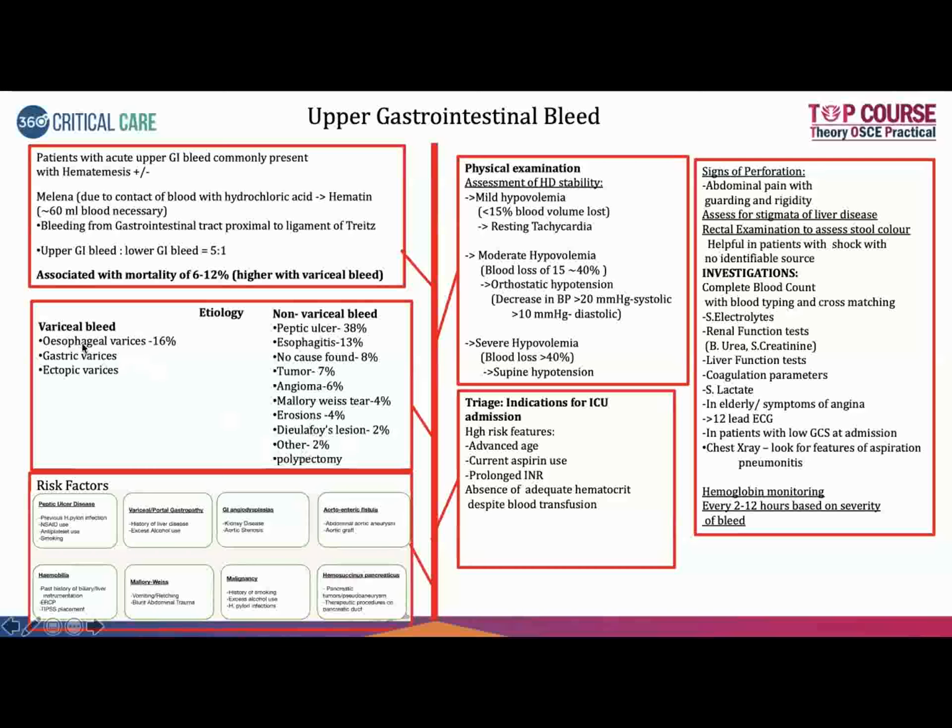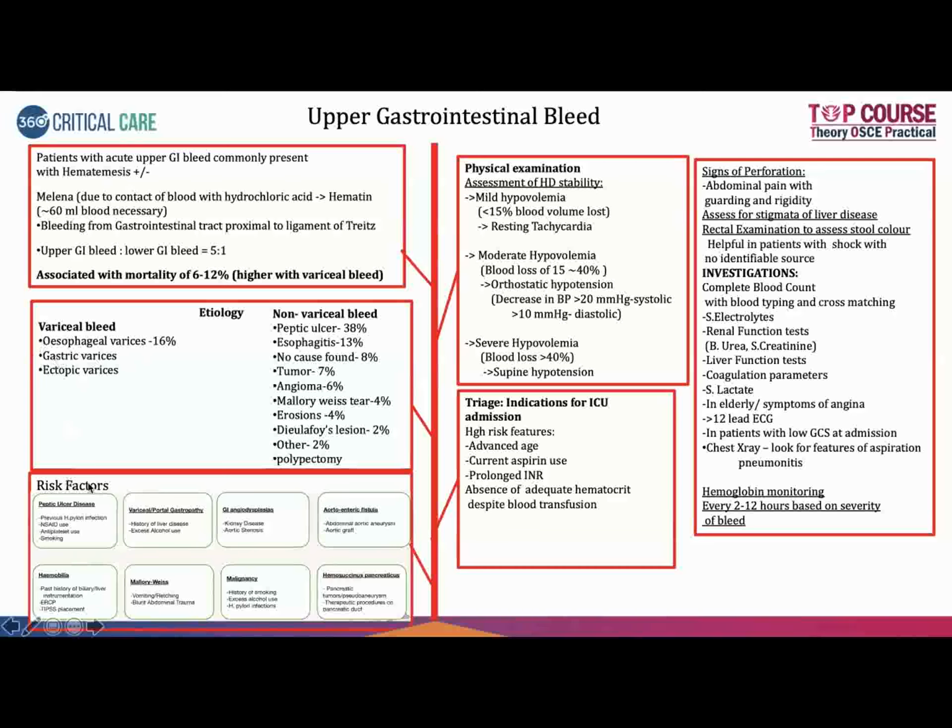The varices can happen not only in the esophagus, but they can occur in the gastric region as well as ectopic varices. There can be rectal varices, there can be varices anywhere else in the body. But the common cause of variceal bleed is esophageal varices.